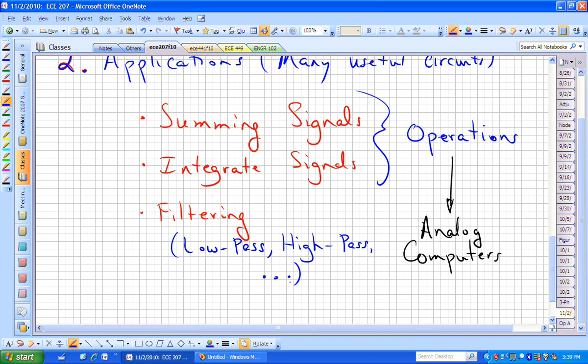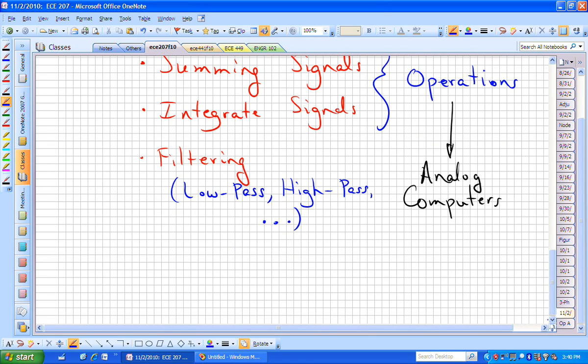Now we can make a little bit more complicated filters with these active devices. We could build up and interconnect these so that we could have band pass or band reject. We could have all sorts of different filtering operations that we can create. We can now amplify signals. And we can do buffering.